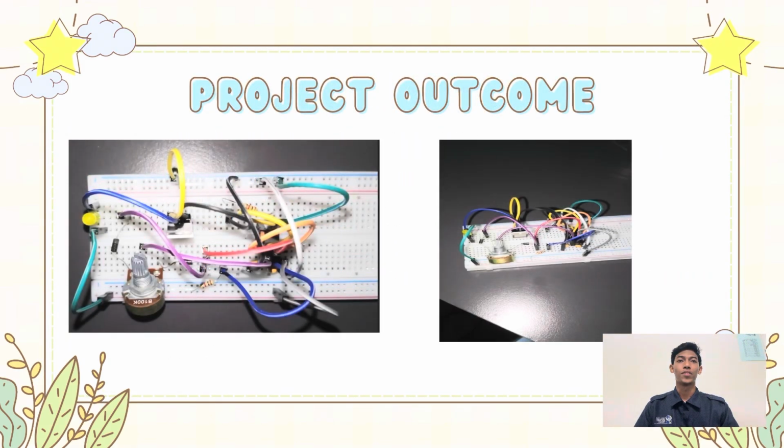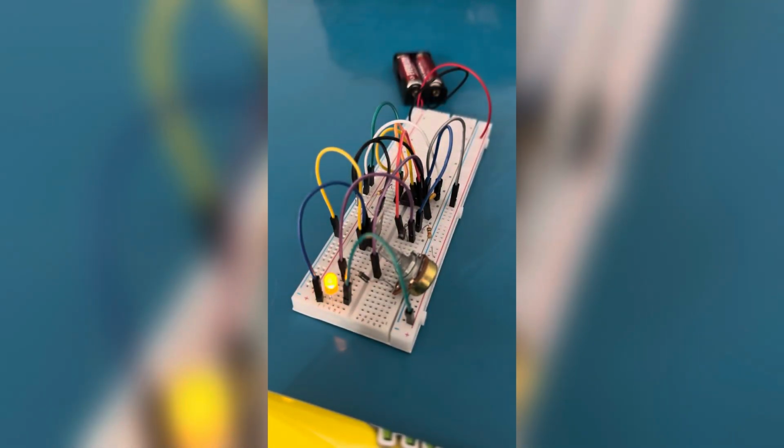So this is our circuit after assembling all the equipment, and now we're going to show how our project works. We have completed our light intensity controller project successfully. Now we will show the complete circuit of our project.